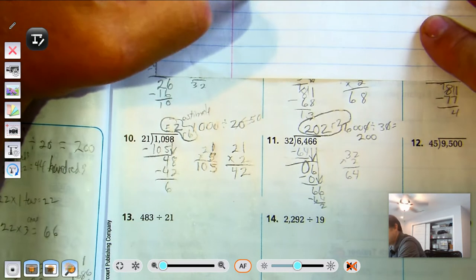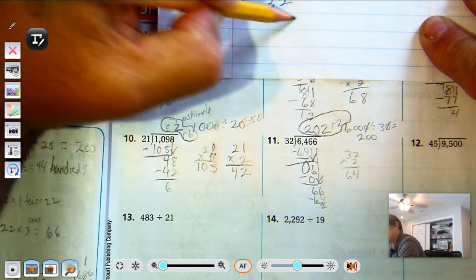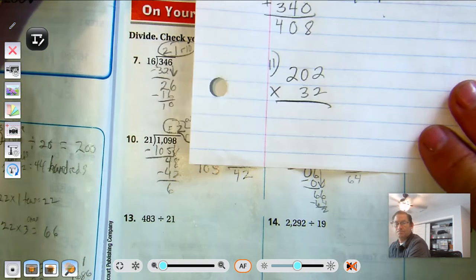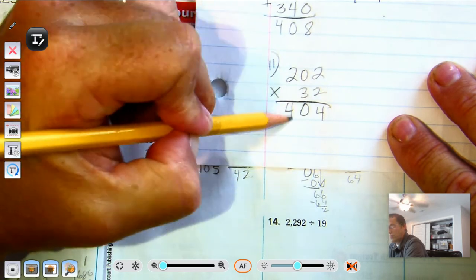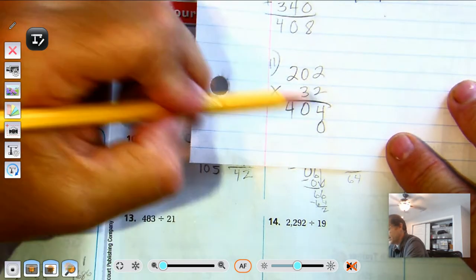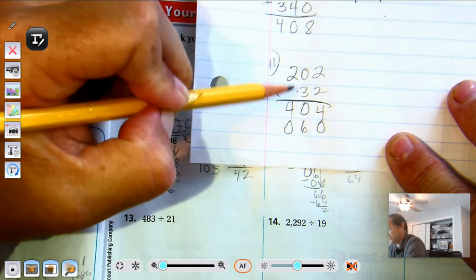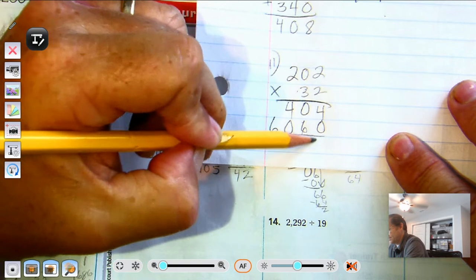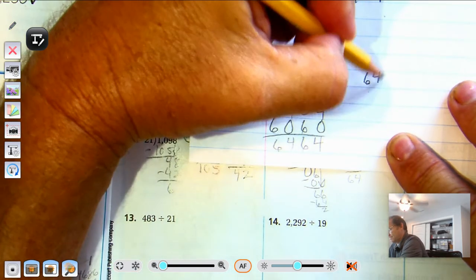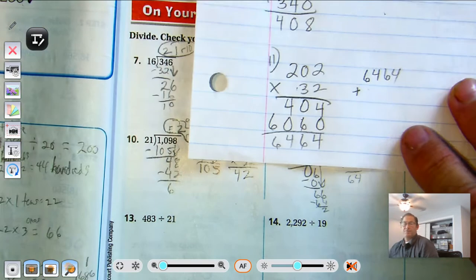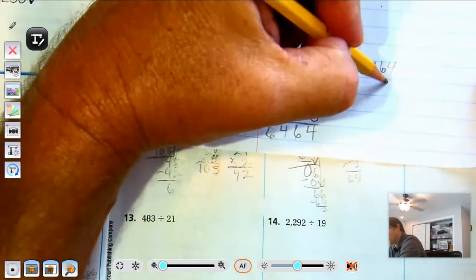Let's check that. Two times 2 is 4. 2 times 0 is 0. 2 times 2 is 4. Let's move to the tens. 3 times 2 is 6. 3 times 0 is 0. 3 times 2 is 6. Okay, 64, 64, and our remainder was 2.